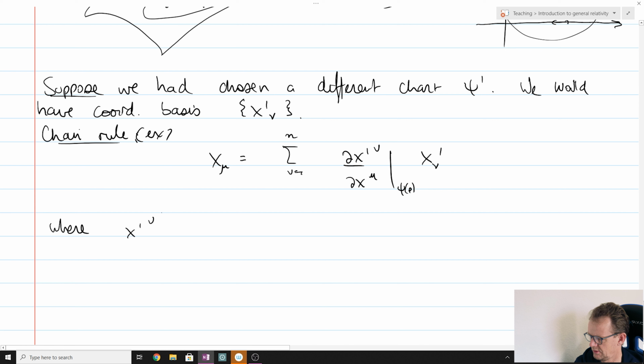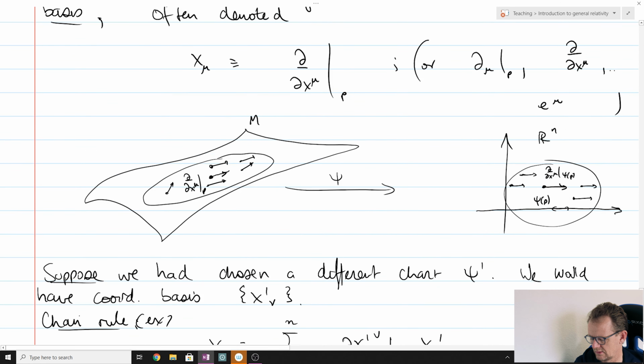So little x prime nu denotes the nuth component of psi prime composed psi inverse.